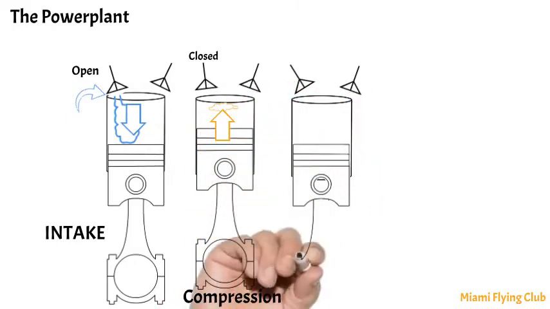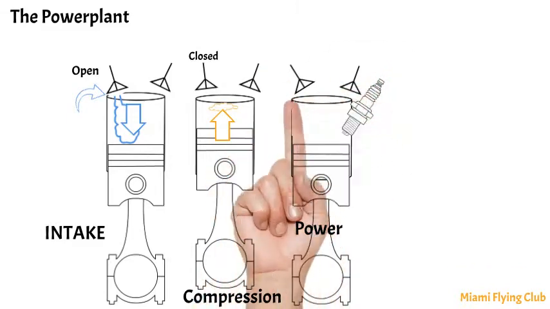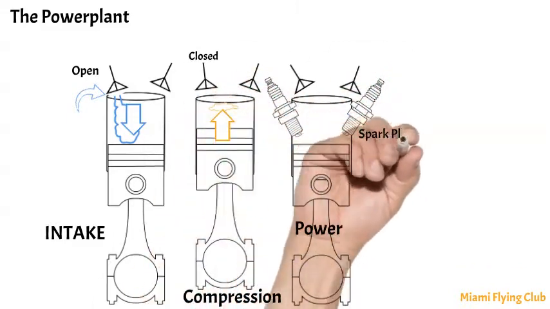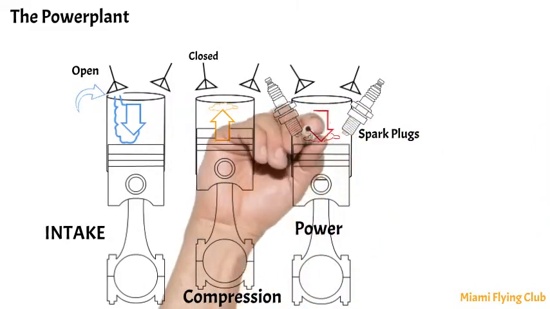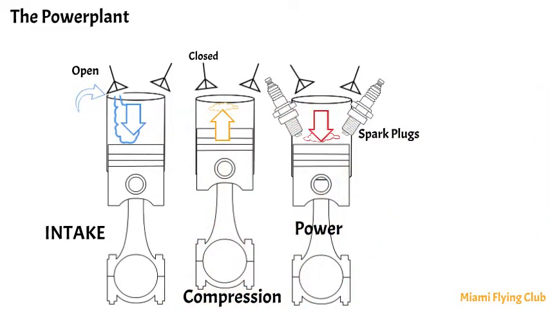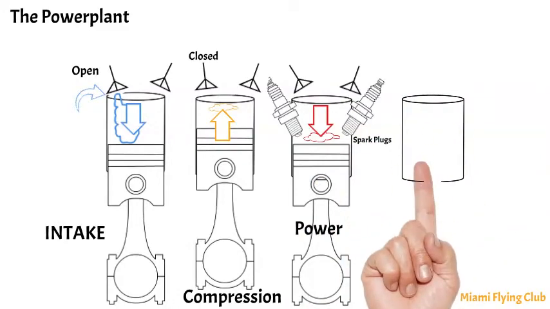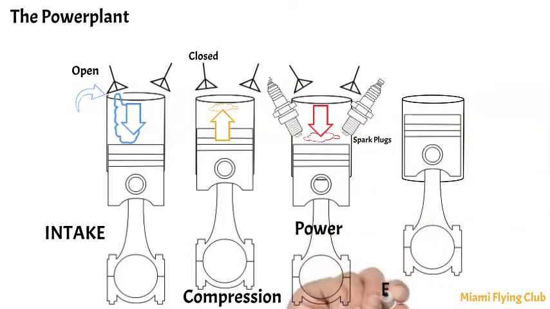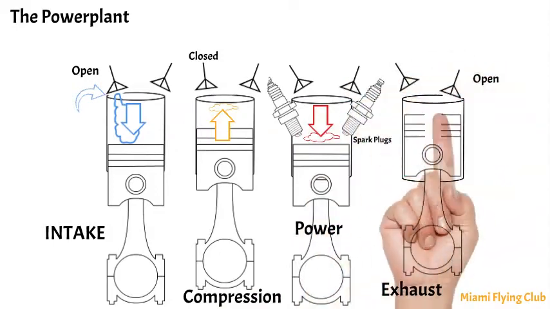On the power stroke, the burning and expanding gases force the piston inward, doing work. Near the end of the power stroke, the exhaust valve opens, and the burned gases can begin to leave the cylinder. On the exhaust stroke, the piston moves outward and forces the burned gases out of the cylinder.